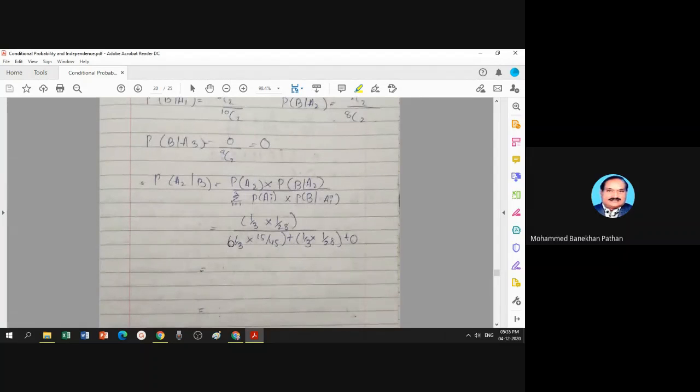Probability of A1 into B given A1, plus A2, and the third is 0. Simplify by calculator.